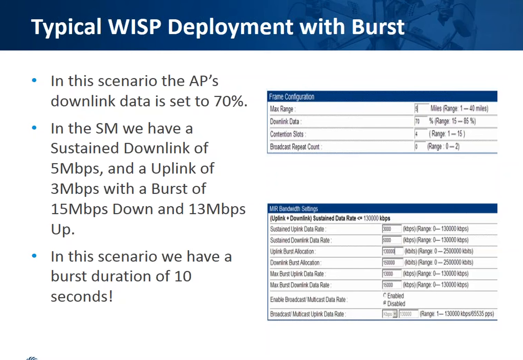So with that, in the subscriber module of the MIR, we have a downlink sustain of 5 megs and an uplink sustain of 3 megs with bursts of 15 megs down and 13 megs up. So remembering the math that we did before of taking the downlink burst allocation of 150 megs, dividing that by our difference between our burst and our sustain of 10 megs, we'll see that we have a burst duration of 10 seconds.